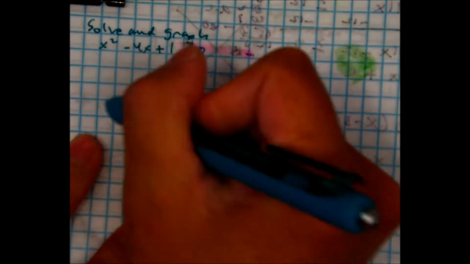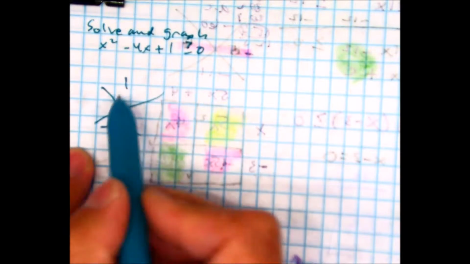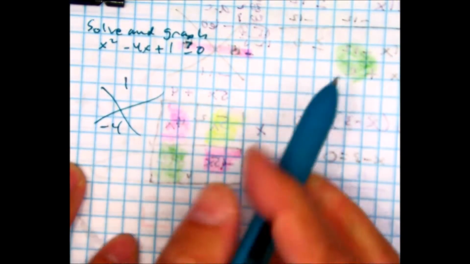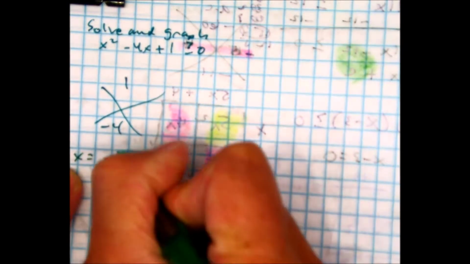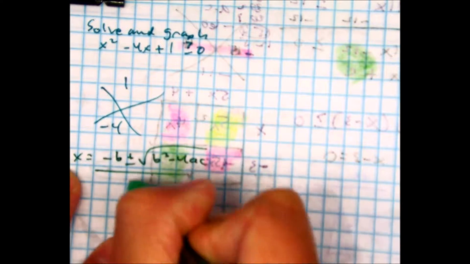Take a shot at factoring. A times c is 1, b value is negative 4. Two numbers that multiply to be 1 but add to be negative 4. Any numbers, class? No. Quadratic formula: negative b plus or minus the square root of b squared minus 4ac, over 2a.